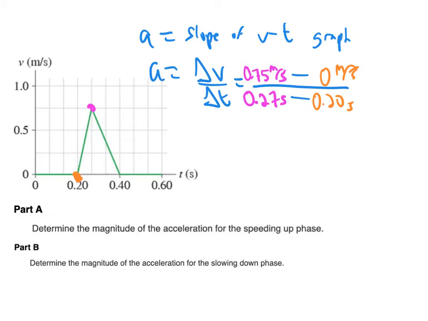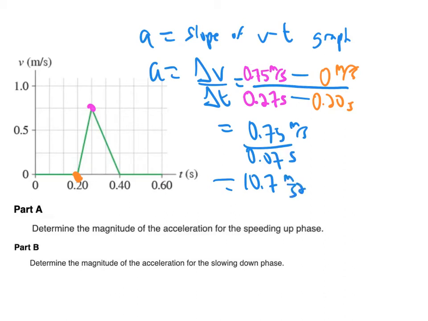Which is kind of goofy. That's a weird scale that they picked there, and it's a little bit annoying. But we end up, therefore, with 0.75 meters per second over 0.07 seconds. And we end up with something like 10.7 meters per second squared. But really, that becomes 11 because of our sig figs issues.